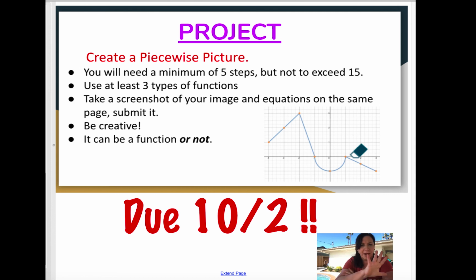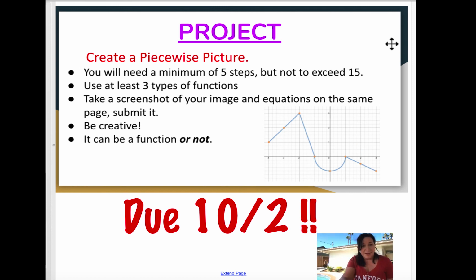And like I said, 5 steps. That could be a quadratic, could be a linear, could be a circle, right? Because remember, it doesn't have to be a function, it's just a picture. And whatever you decide to create, I hope that it tells me a little bit about yourself.